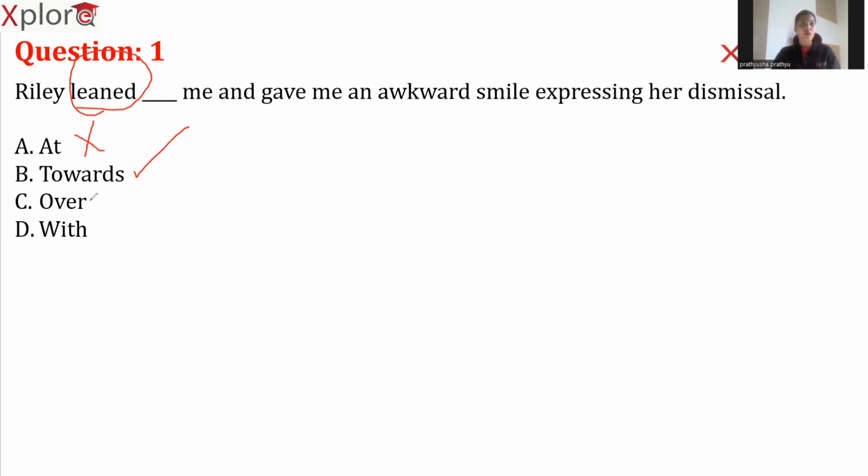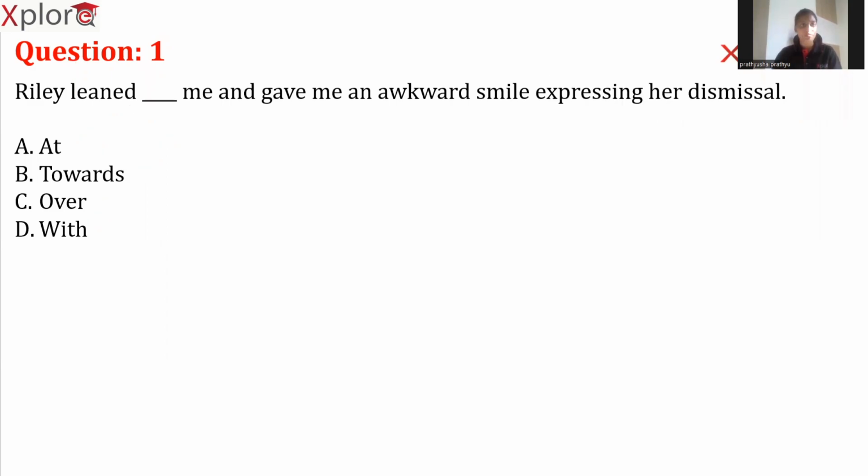Next, over. Over means on top of. How can someone lean on top of us? So yeah, this is also not correct. And with shows the connection between two things. For example, I'm going to a movie with my friend. So here it is showing the connection. So here it is nothing but Riley leaned towards me. So the meaning is bending towards the same direction of the person opposite to you, and giving an upward smile. That's the meaning of it. So here the right answer is towards.